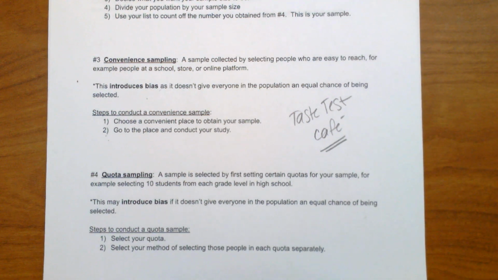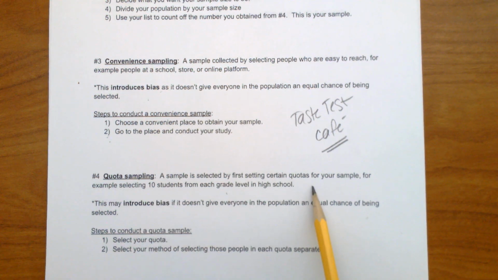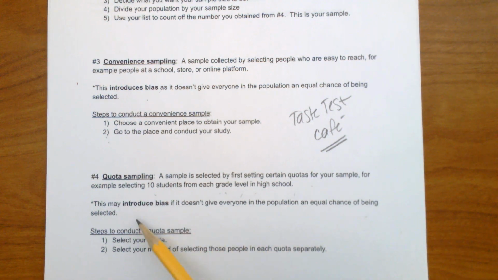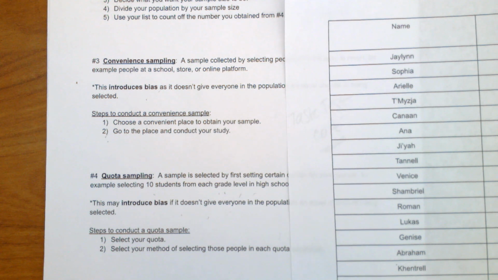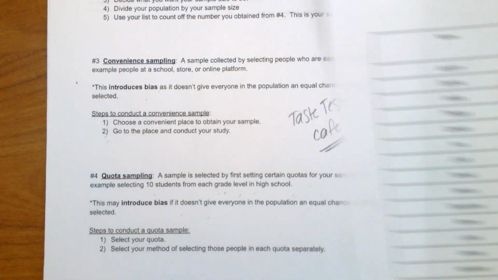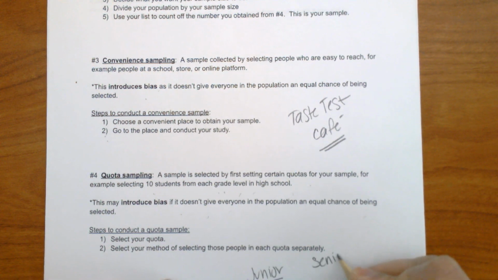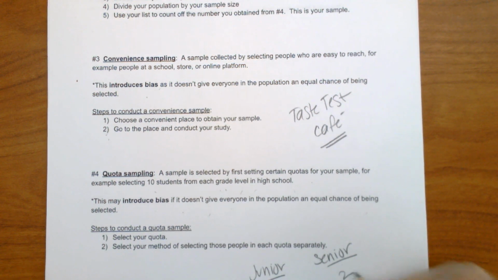We have quota sampling. A sample is selected by first setting certain quotas for your sample. For example, selecting 10 students from each grade level in high school. This may introduce bias if it doesn't give everyone in the population an equal chance of being selected. So you would, instead of just obtaining a list, obtain a certain number of students from, say, junior and senior. So you can obtain a junior list and a senior list. And then you would select maybe 2 students from junior and 2 students from senior.